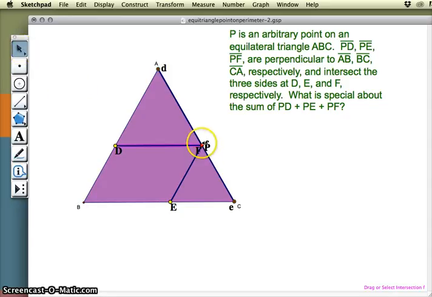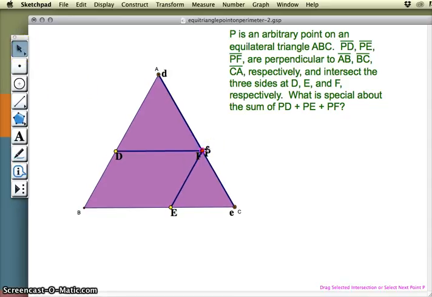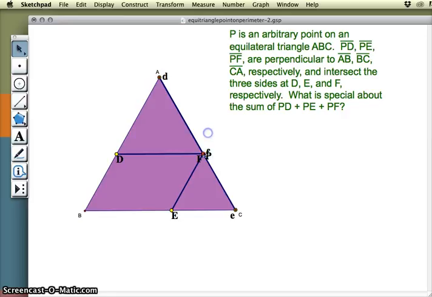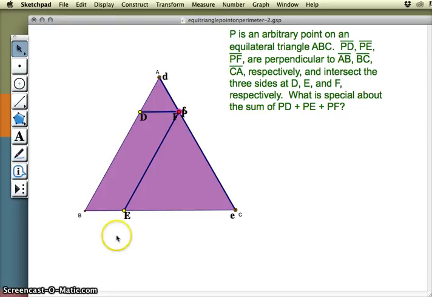Okay, so now we're ready to answer the question, which is, what is the addition of line PD, PE, and PF? First note that PF is 0. PD on this side is the same as PD on that side, and PE on this side is the same as PE on this side because it's an equilateral triangle.